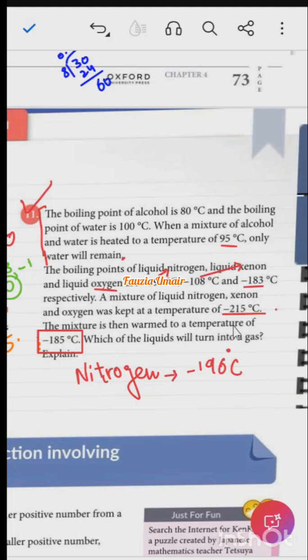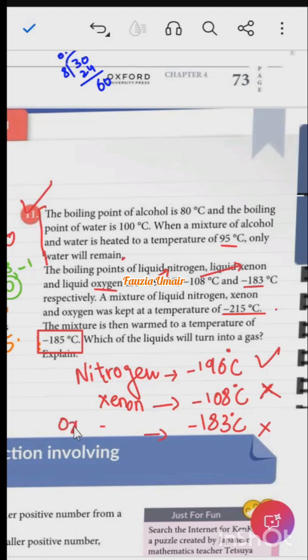What about xenon? Xenon का boiling point है? Ma'am, minus 108. Will it evaporate? No, ma'am. It will not evaporate because the temperature is still lower. ठीक है? Negative numbers में opposite होता है ना. This is still a lower temperature. What about minus 183, oxygen? Ma'am, it will also not evaporate. So oxygen will also not evaporate.